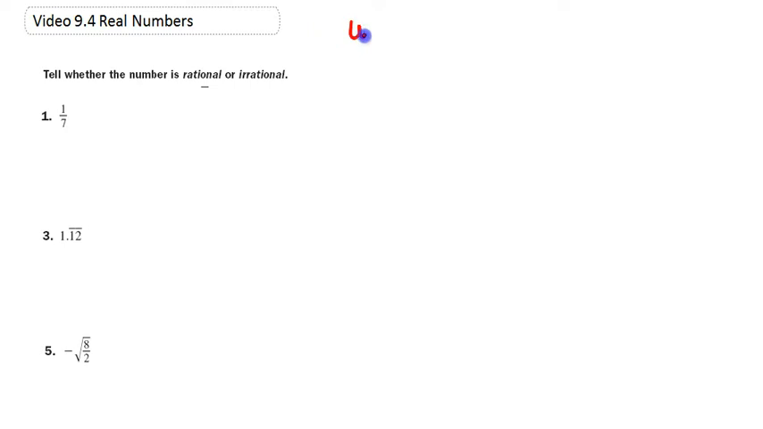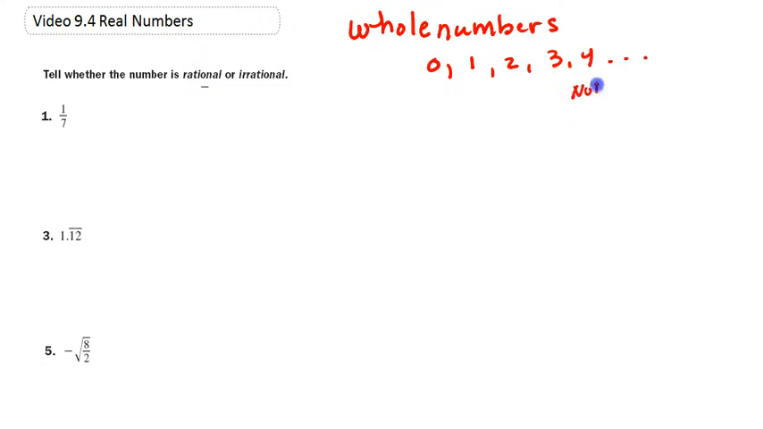To start, there was a point when you learned about whole numbers. Whole numbers represented a whole, like 0, 1, 2, 3, 4, and so on. These were numbers that were not fractional. So for instance, 1/2 would not be a whole number.